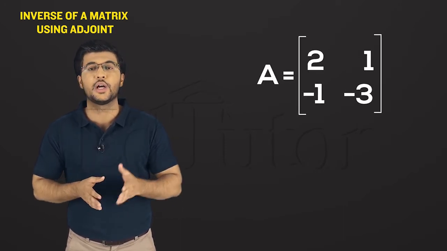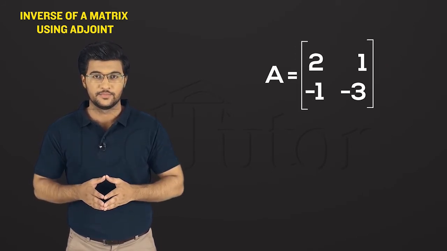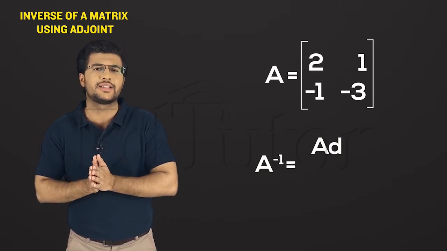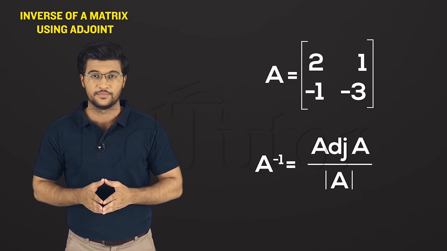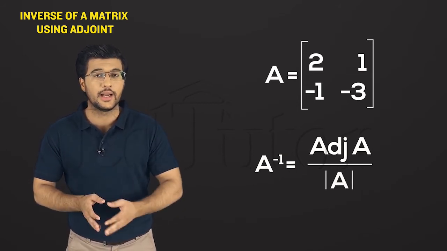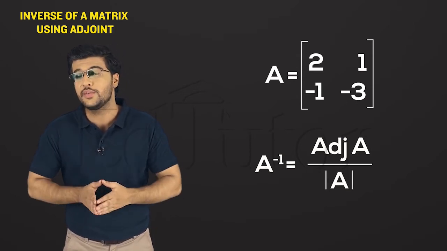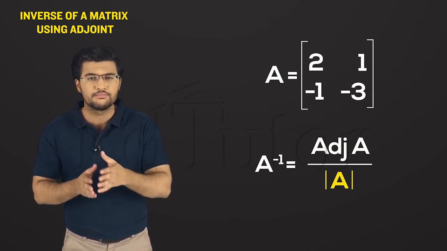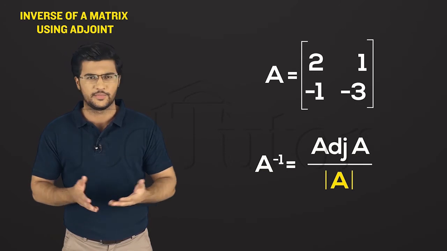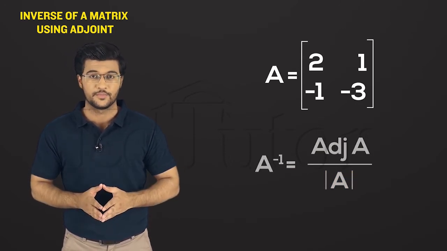Here we have a 2 by 2 matrix A. I am going to find its inverse, and we have already discussed the formula. To use it, we need to find the adjoint and the determinant of A. However, you should always find the determinant first, because if it is 0, then the inverse cannot be calculated, and we stop right there, which saves us a lot of time.